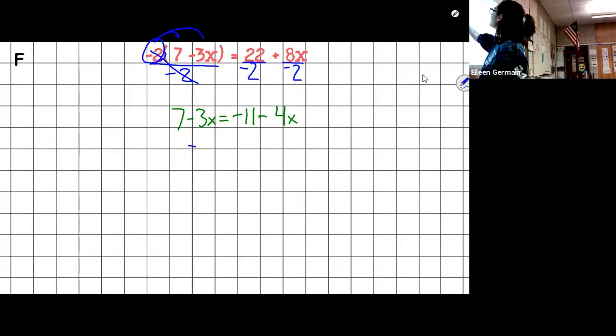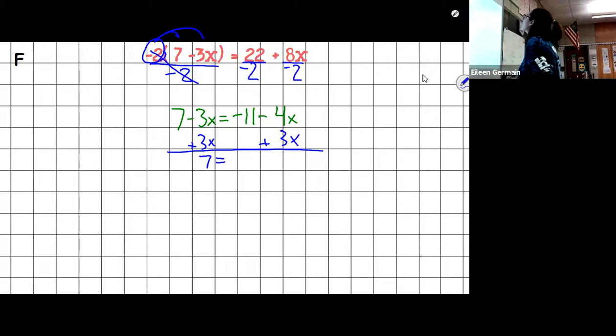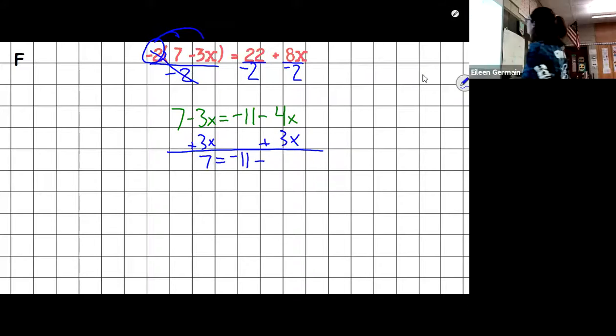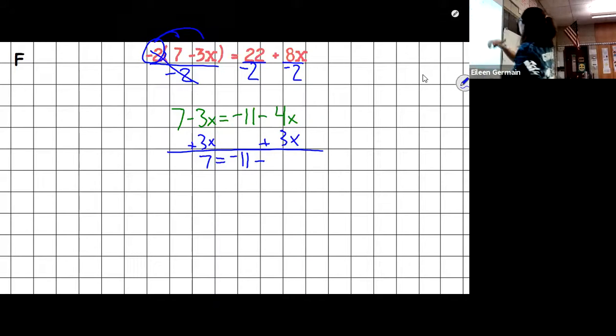So if I add 3x to both sides, on the left side, I'm going to be left with 7 is equal to what? 7 equals negative 11 minus x. Is that going to be a minus x though? Because it's a negative 4 plus a positive 3.